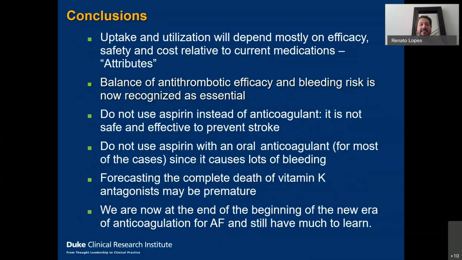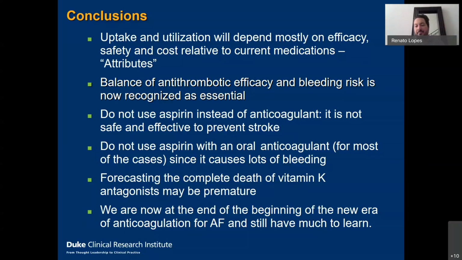Of course, remember that how we're going to use that is going to depend on efficacy and safety, and of course, cost. Remember, we cannot say that one drug is better than the other because they were not tested head-to-head. That's why we use the word attributes. This drug has some interesting attributes that may make the drug suitable for this patient, whereas others have different attributes that might not be so attractive for some types of patients. Remember to balance out bleeding and efficacy, the sweet spot. We need to be good for stroke and good for bleeding at the same time.